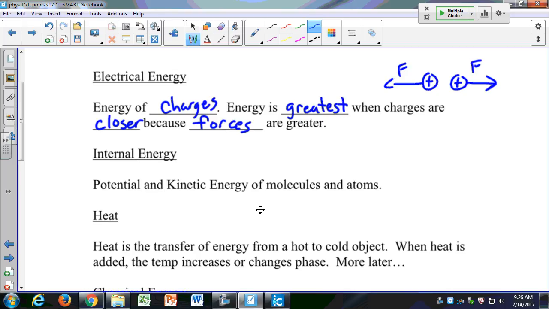Whereas if they're farther apart, two positive charges that are farther apart, they have smaller forces that are acting on them. And so when I have them really close together, they have great potential for motion because the forces acting on them are big. If I let them go, they zoom apart. Whereas if I have them kind of far apart, they have less potential for motion because their forces aren't as big on those.